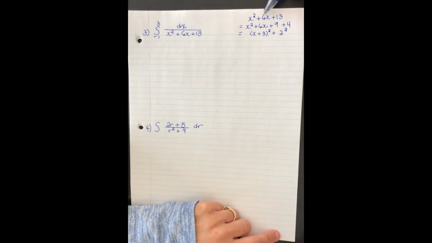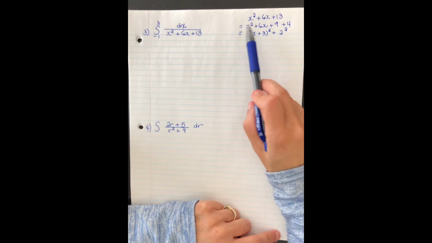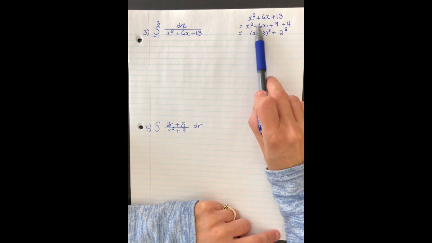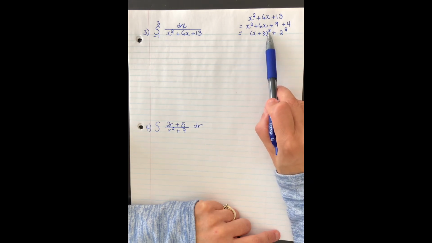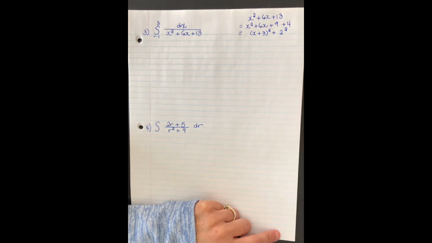Okay, so again, take the coefficient of x, divide it by 2, and square it to get this number. Figure out how much remains here, right? 13 is 9 plus 4. This trinomial will be factorable, and it'll always be the square of some binomial. And this number here, you should write also as a perfect square.